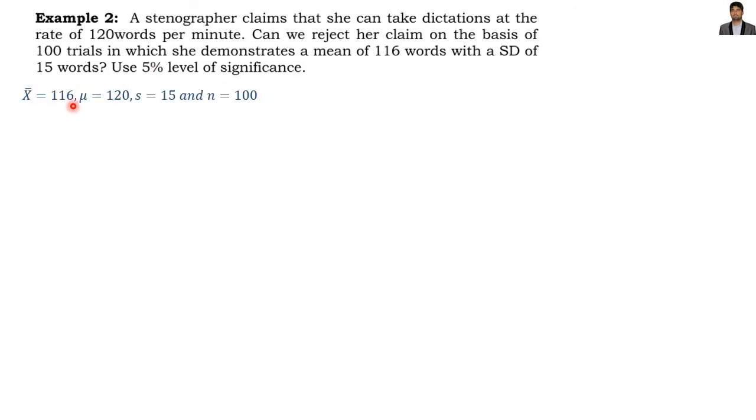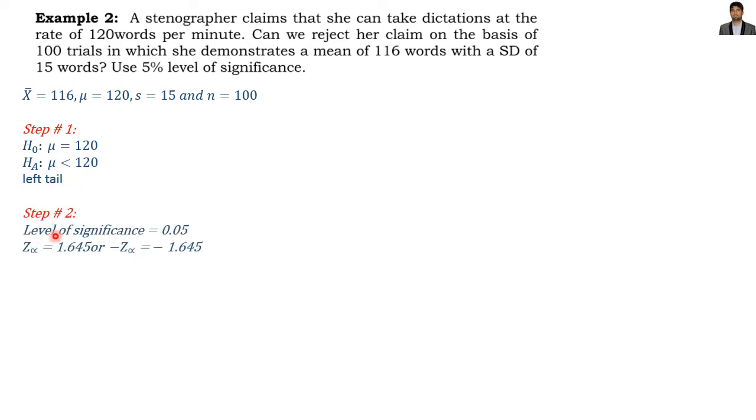X bar is equal to 116, mu is equal to 120, S is equal to 15 and n is equal to 100, number of trials. Step number 1, formulate hypothesis. H0: mu is equal to 120. Alternate hypothesis, mu is less than 120, that she takes less words. It is one tail test or left tail test.